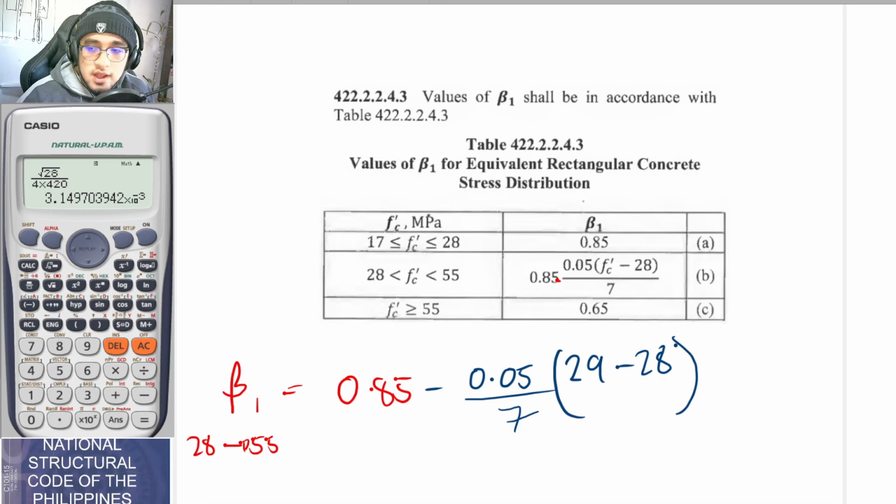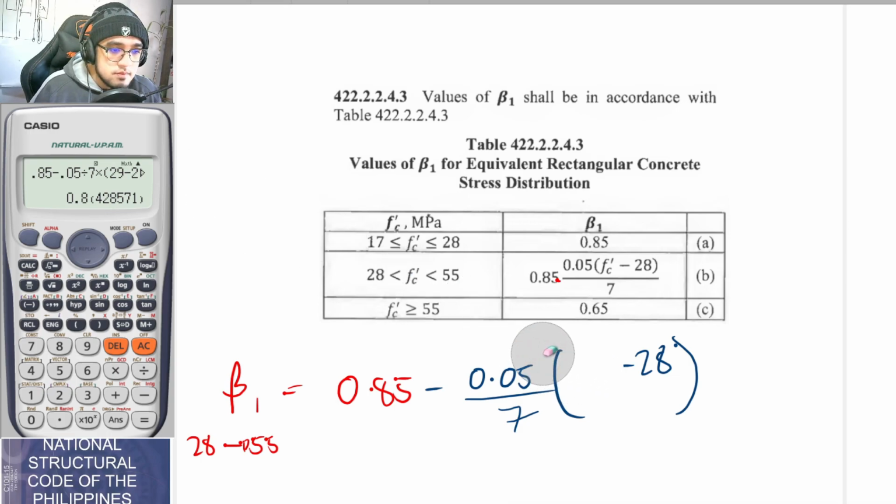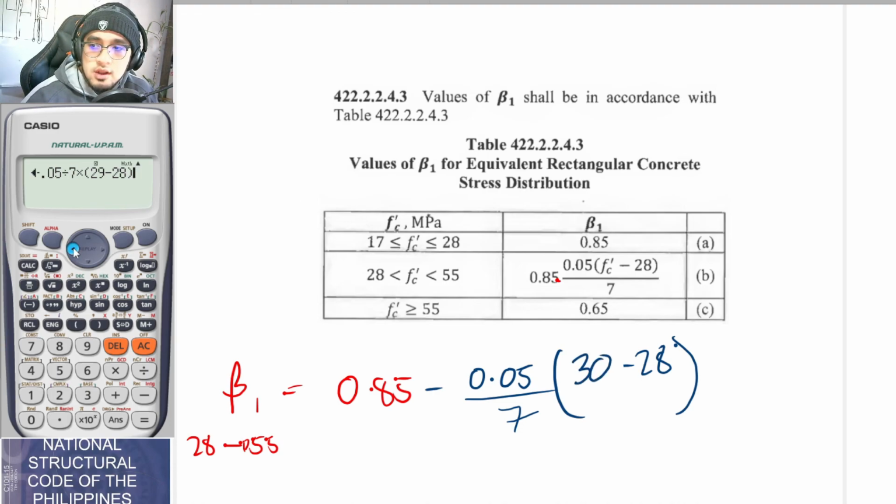So let's have that for an example. Once again, your F prime C is to be 29. So 0.85 minus 0.05 divided by 7 times 29 minus 28. That is to be equal to, of course, 0.84286 something. And kapag lumagpas na naman to, let's say that this is to be 30. Then substitute nyo lang ulit dito na 30. Instead of 29, use 30. So our beta 1 is now to be equal to 0.8357.